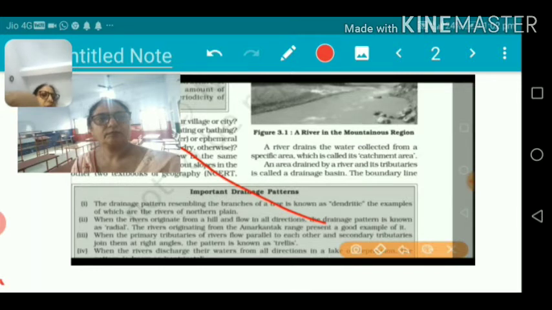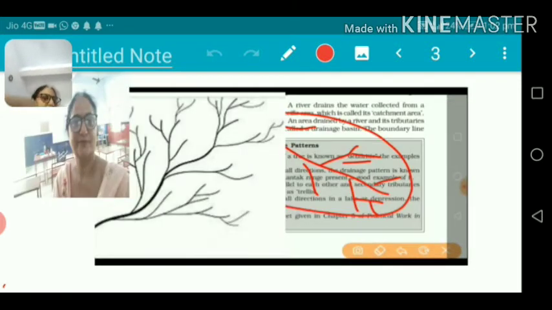The first pattern that I am going to tell you is the dendritic drainage pattern. This pattern resembles the branches of a tree, known as dendritic, examples of which are the rivers of the northern plains. As I have shown, the mainstream river is going on, and simultaneously it has its different tree-like branches. That type of drainage pattern is known as dendritic drainage pattern.